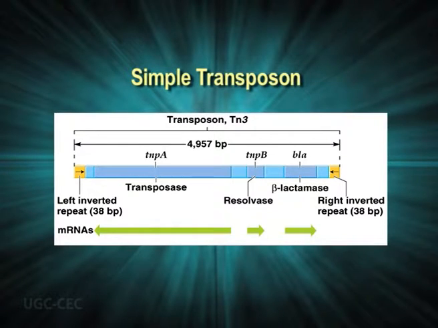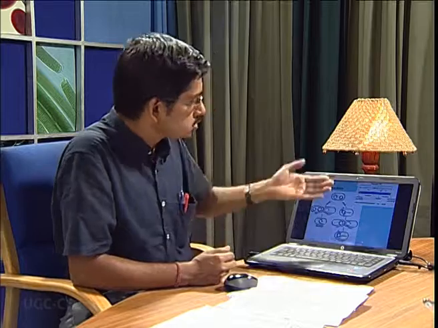If you see the figure, I can take a very good example of Tn3. You see that genes like tnpA, tnpB and bla are present in Tn3, which code for transposase, resolvase and beta-lactamase. But how do we know that these are involved? So let's make a mutation at tnpA.